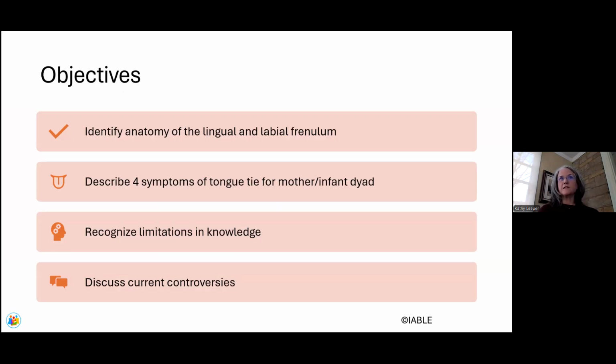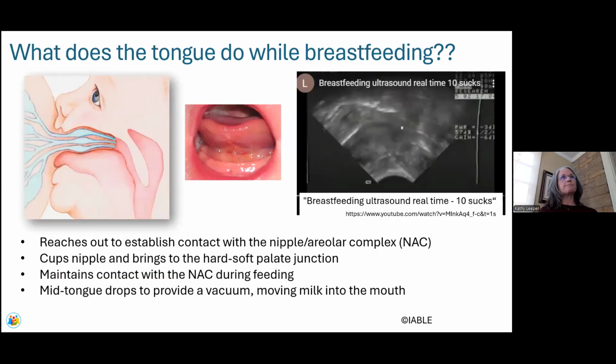So my objectives for today are to talk about anatomy of lingual, and we'll touch on labial or lip frenulums as well. Just be able to describe 4 symptoms of tongue tie, consequences for mother and infants both. Recognize our limitations in knowledge and a lot of the controversy that unfortunately is swirling around this issue. We'll discuss those as well.